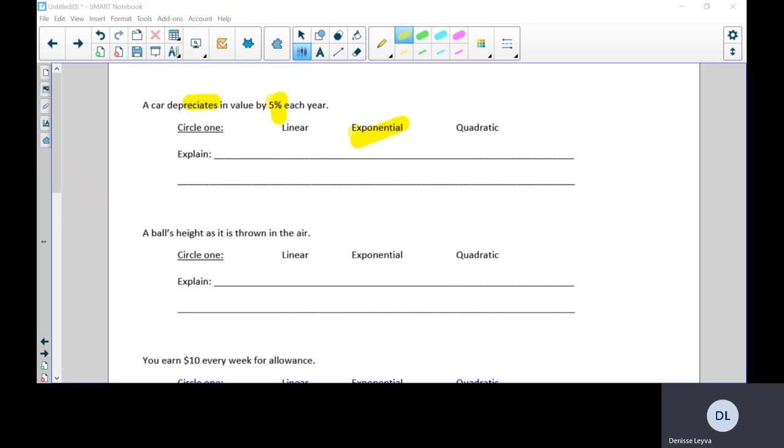So when we try to explain, we can just write that there's a rate included in the problem. So there is a rate of 5%. Every single time we see a rate or a percentage, we will always be talking about exponential functions.